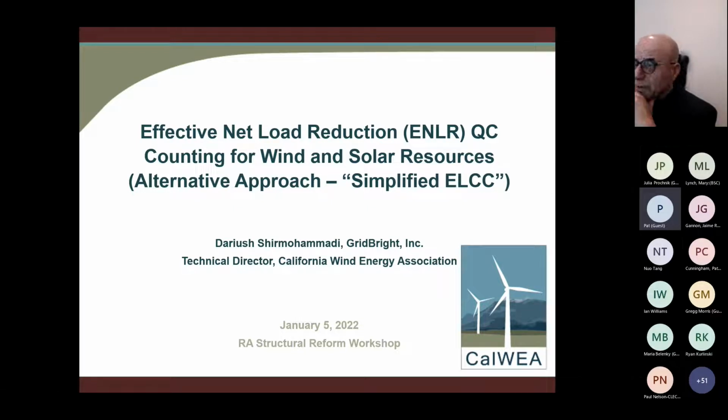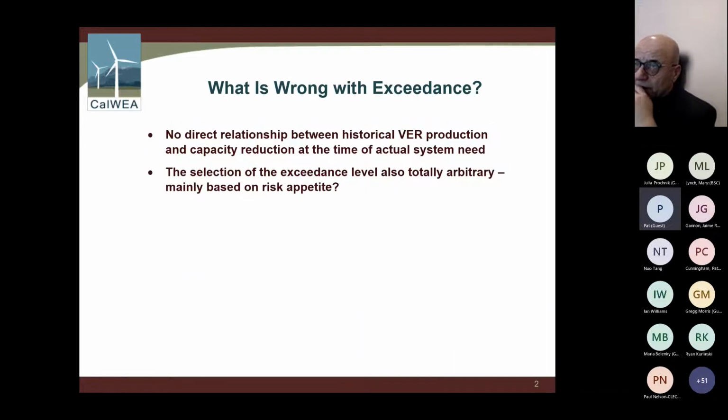We noticed as we applied this method to actual data that there are some anomalies, and we modified the approach a little bit with the same intent: to make sure that the qualifying capacity of wind and solar resources captures their value in helping with capacity needs, by effectively accounting for the correlation between wind and solar generation and load.